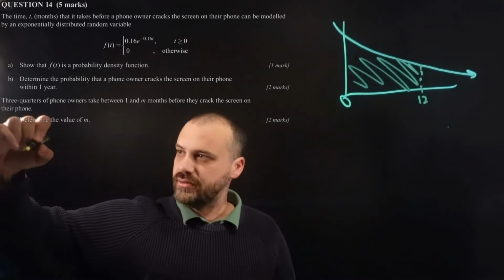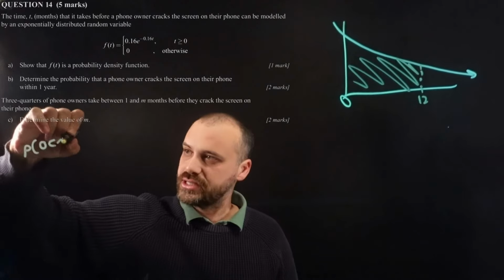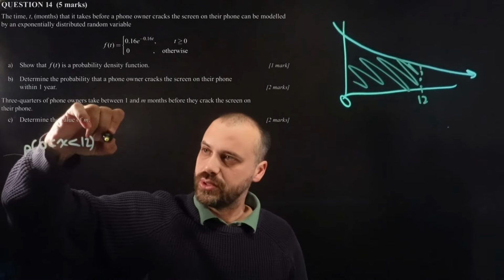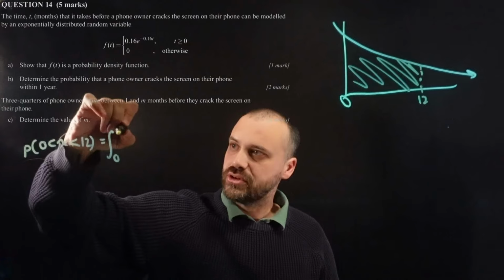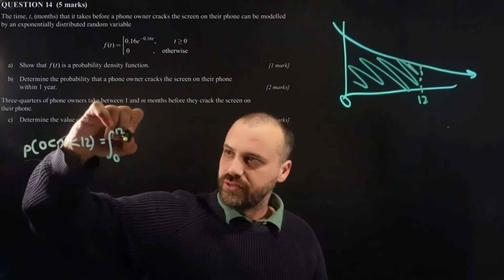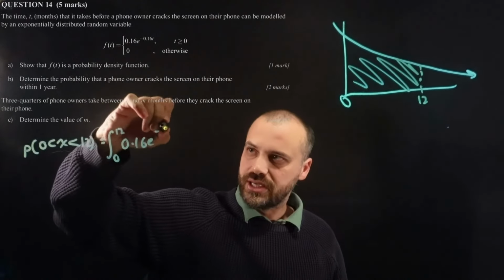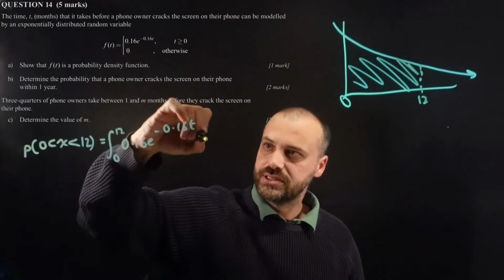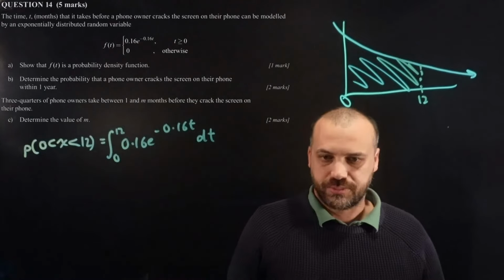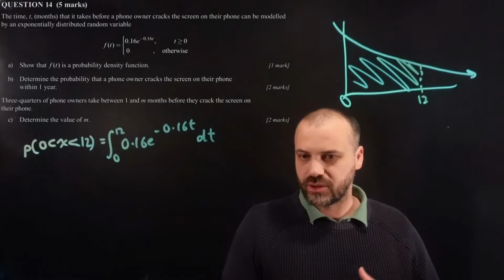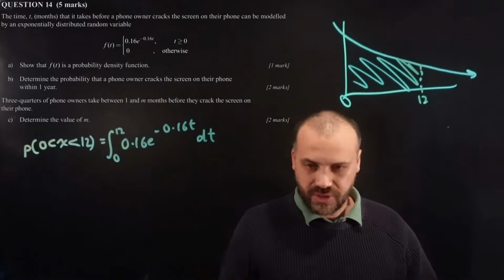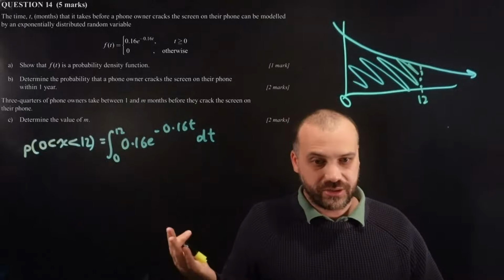So let's write it here. The probability that someone cracks their phone between 0 and 12 months is equal to the integral between 0 and 12 of the function in question, e to the negative 0.16t, with respect to t. Okay, that is essentially the end of the question now. Because it is tech active, we just type this into our calculator and we get an answer.